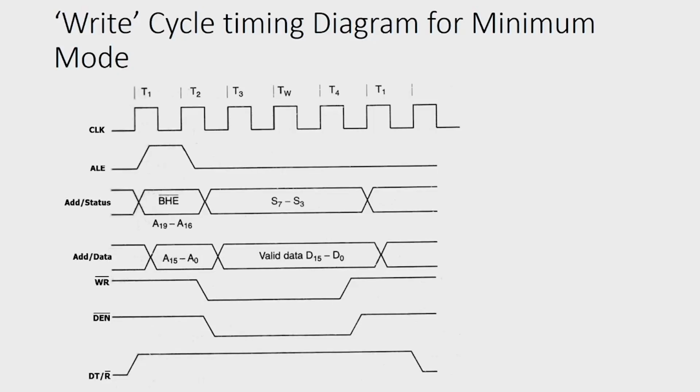Similarly, in case of write, write bar will be there. All these operations are common: ALE, this entire thing. The only difference between the read and write cycles is that here, in place of write bar, read bar will be there. DEN bar goes low earlier when compared with the DEN bar of the read cycle, because the microprocessor is a fast device. And DT by R bar, in case of the write cycle, represents data transmit slash receive bar.